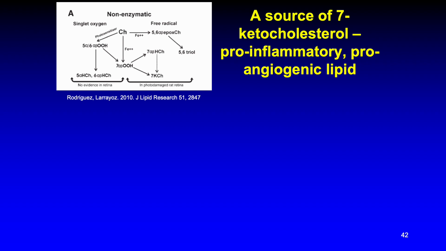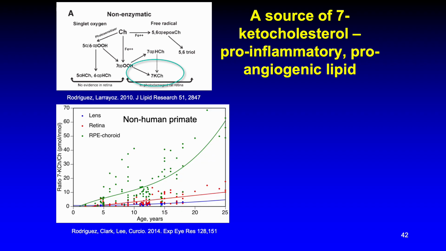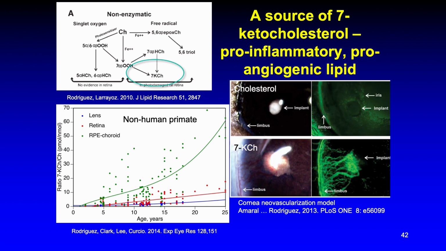Another form of peroxidized lipid, plausibly from lipoproteins, is 7-ketocholesterol, which can form by both enzymatic and non-enzymatic means. Ignacio Rodriguez isolated 7-ketocholesterol from carefully collected monkey eyes of all ages and found much higher content in RPE-choroid than in other eye tissues, and this went up with age. It was also high in isolated drusen.